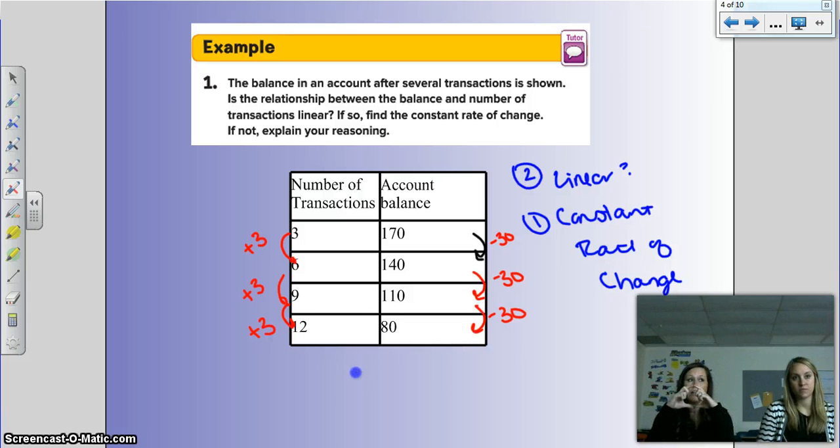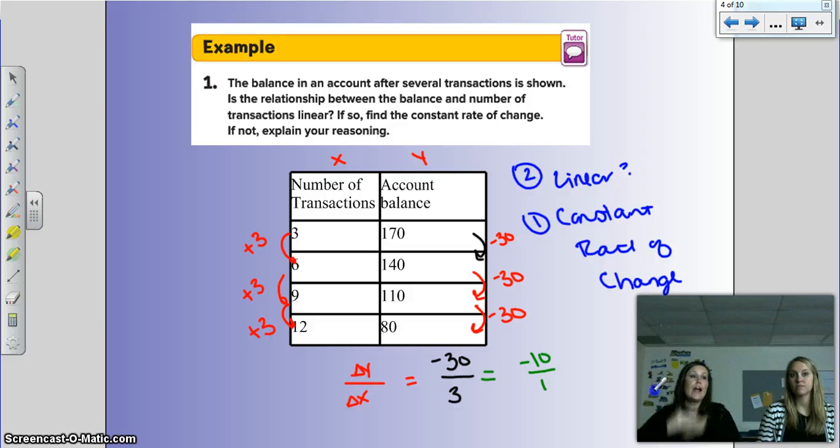Remember, we do delta y over delta x. Maybe we should indicate that this is y and this is x too. So our number of transactions is x and our account balance is y. Delta y, or change in y, is -30. And our change in x was +3, or just 3. So you can say it goes down $30 for every 3 transactions, or better yet, down $10 for every transaction. Every time they go to the bank, they're taking out $10. So our constant rate of change is -10/1.